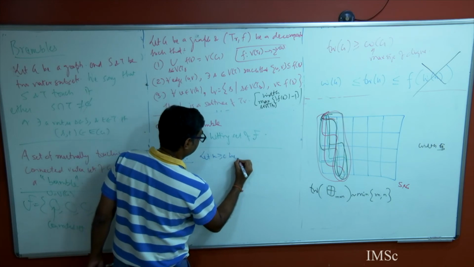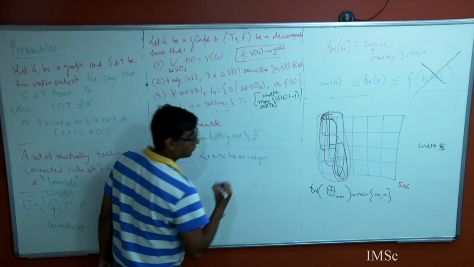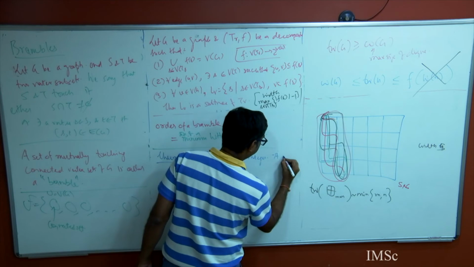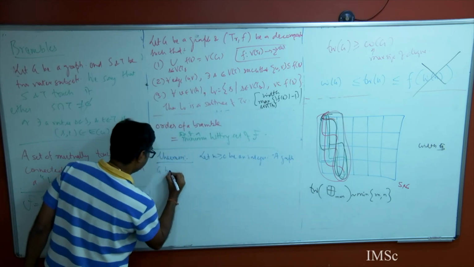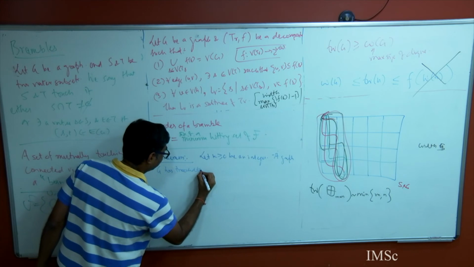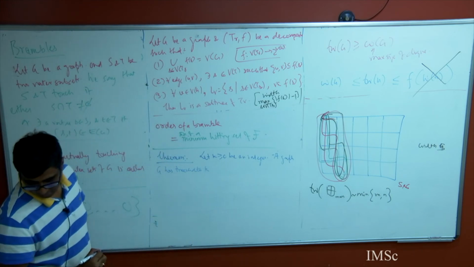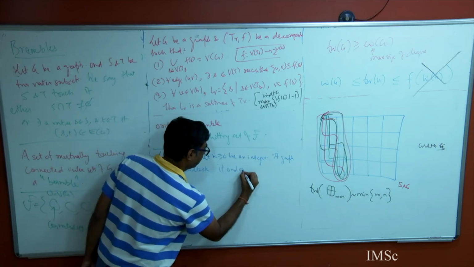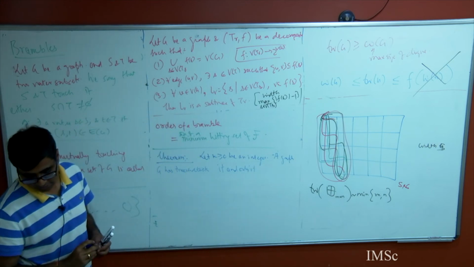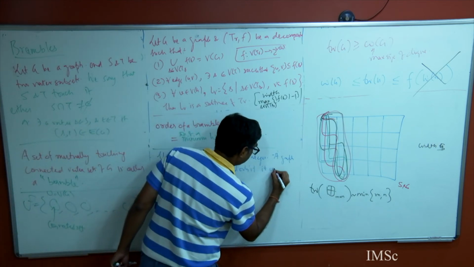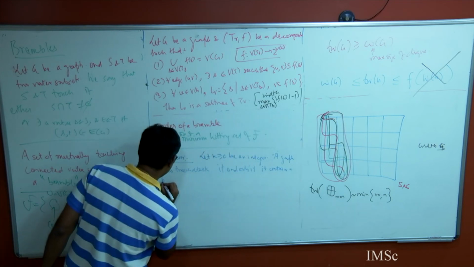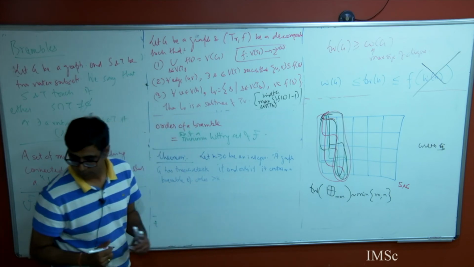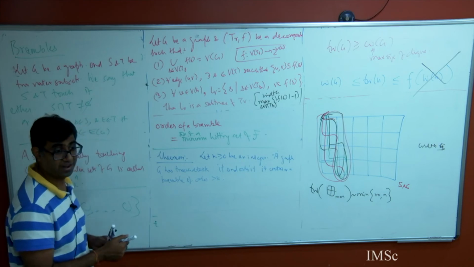Let k be greater than or equal to 0 be an integer. Then a graph G has tree width greater than or equal to k if and only if it contains a Bramble of order k. So it is a characterization in that sense.